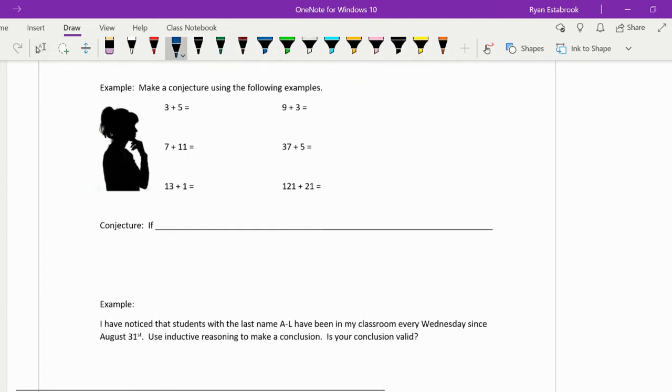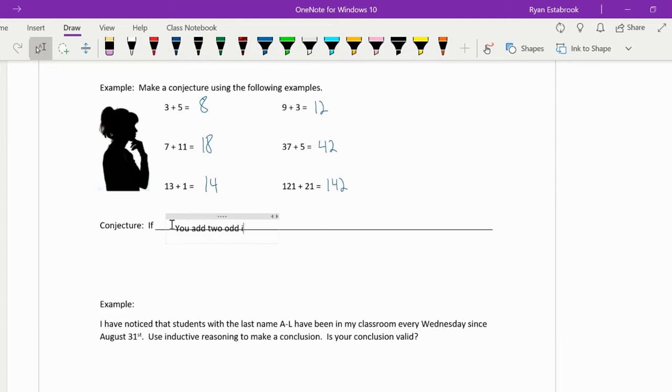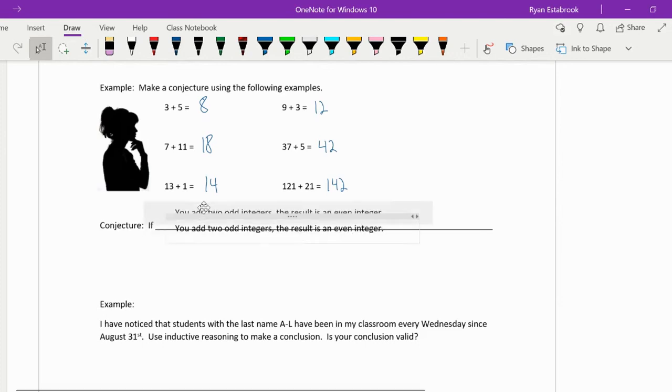Instructions say to make a conjecture using the following examples. Well, I do 3 plus 5 is 8, 7 plus 11 is 18, 13 plus 1 is 14, 9 plus 3 is 12, 37 plus 5 is 42, and 121 plus 21 is 142. What do I notice that all 6 of these problems have in common? Well, what I'm noticing is that if you add 2 odd integers, the result is an even integer. So there is my conjecture, and it's phrased as a conditional statement.